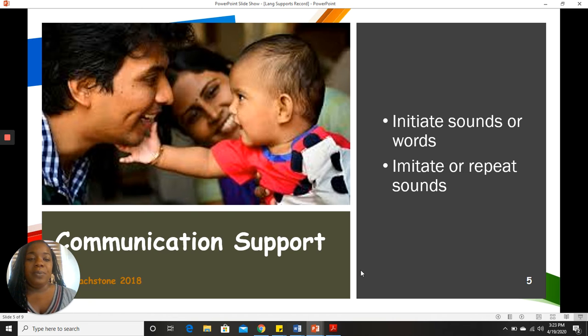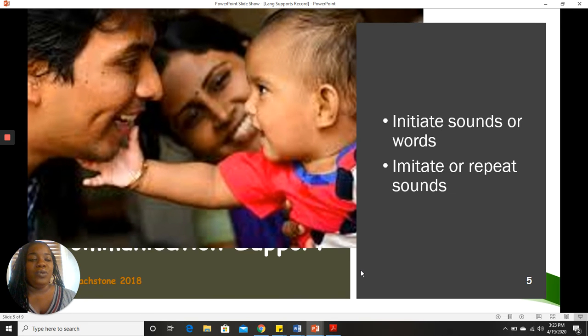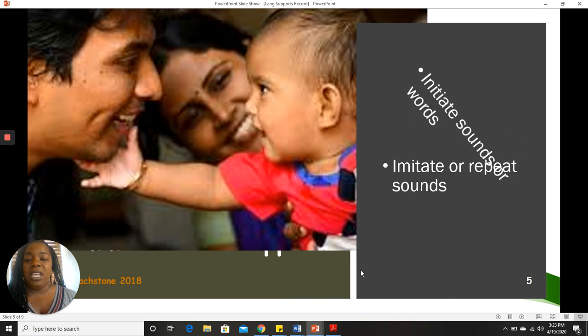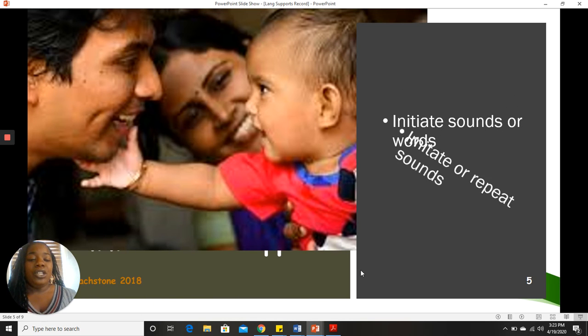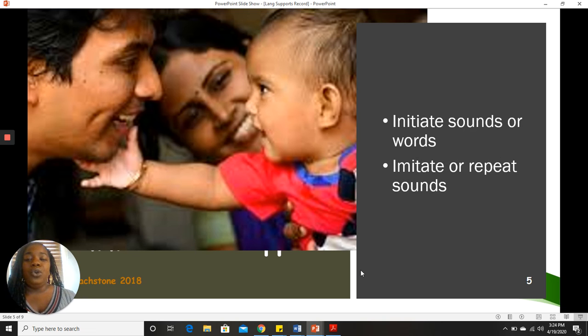So communication support is the initiation of sounds and words. Initiating sounds, you as the adult will provide the words that are appropriate for whatever is happening at the moment. Maybe your child is reaching for an object, then you would give the word for that object and label it. Oh, they're reaching for your bottle. When you initiate sounds, you would want to make them so that they start to see your mouth moving and start imitating sounds as well.